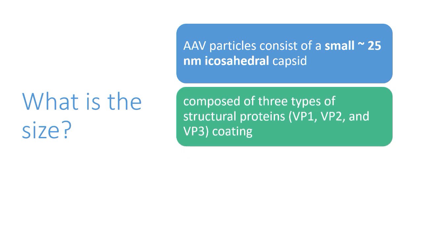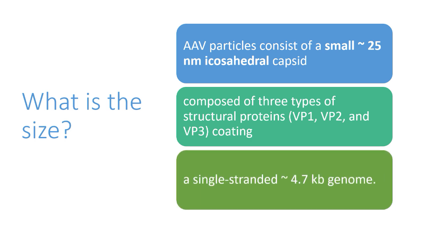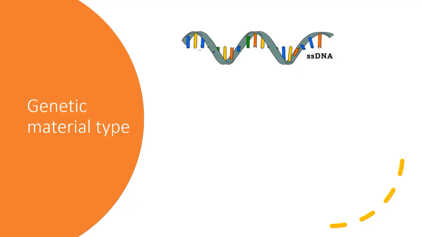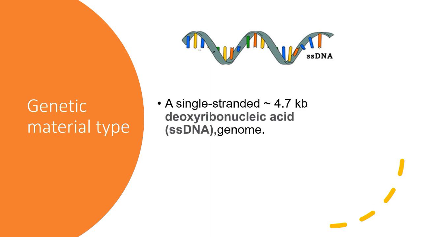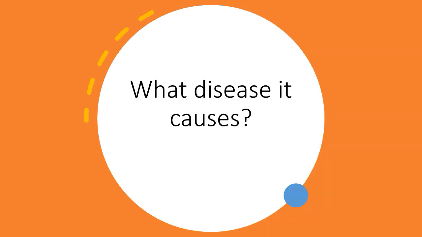It's composed of 3 types of structural proteins, VP1, VP2 and VP3, and all these proteins are known as the coating proteins, and a single stranded 4.7 kilobase genome is present. So again, the genetic material type is single stranded deoxyribonucleic acid. So a single stranded DNA genome, which is kind of unique, and its genome size is 4.7 kb or 4700 bases.